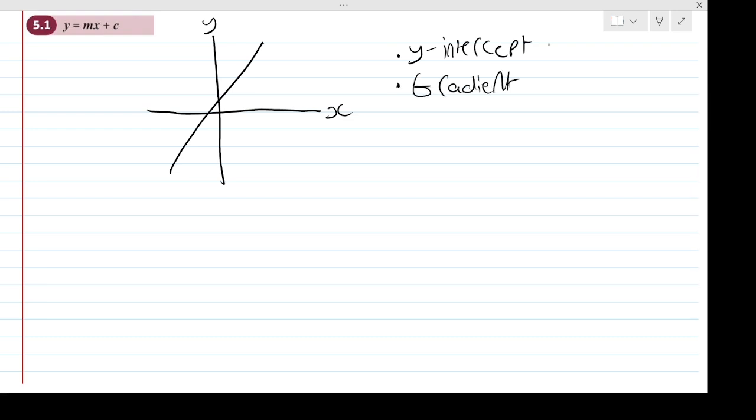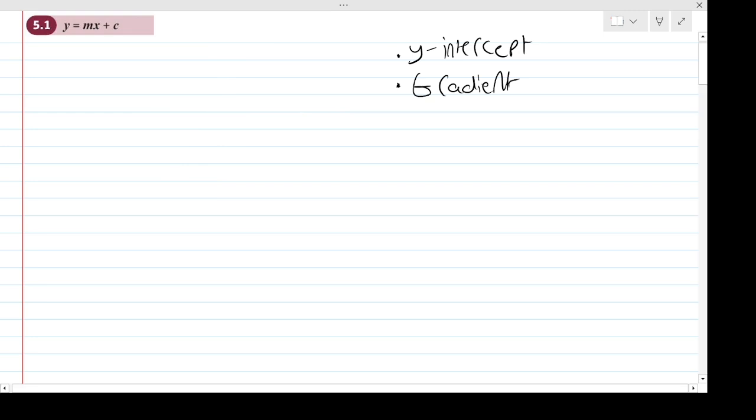Now, the gradient of a line, or of any curve in general, is a measure of how steep the curve is, or how much it's going up by. So, let's have a look. We firstly have this line that's going up here, then this line that goes down there, then this line, and then this line. So I have four different lines. I'm not drawing it on the grid, just literally a straight line.